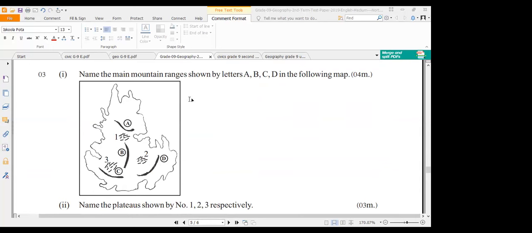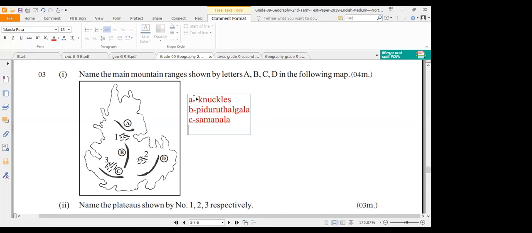I'm going to make an anchor. Letter A? Knuckles. Knuckles range. B, Pidurutalagala. C, Samanala.